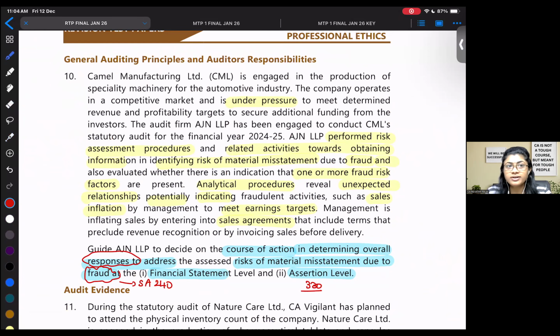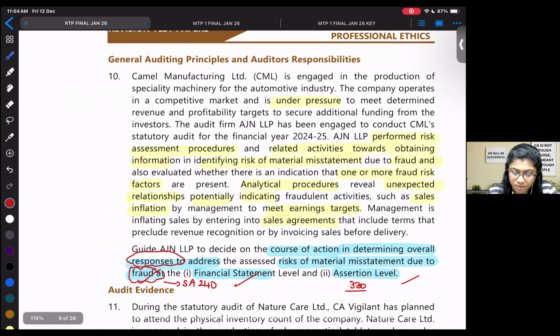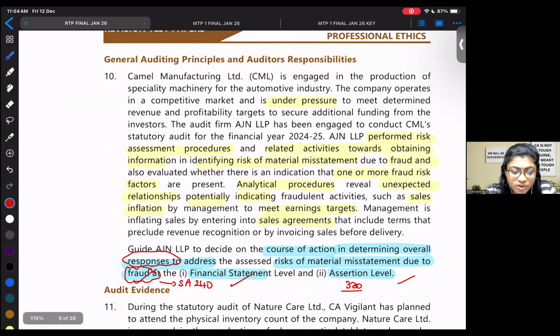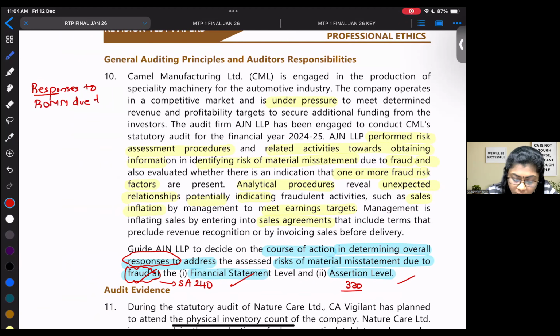So this is not a general question, guys. It's a very specific question asking how will you respond to the fraud in the FS and in the assertion level, how will you do? So can you say the answer? We'll write here. So the first step, can you put a heading? Responses to risk of material misstatement due to fraud.